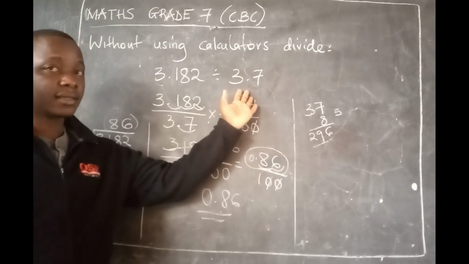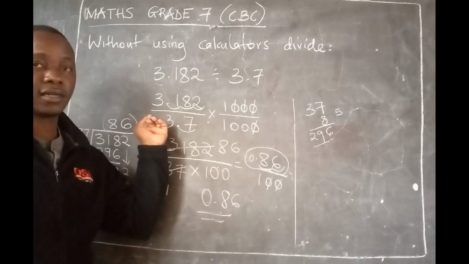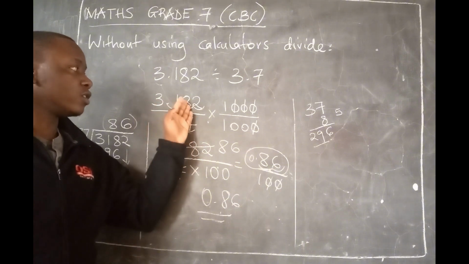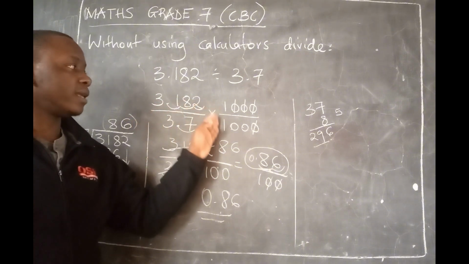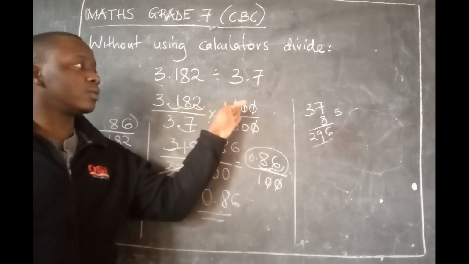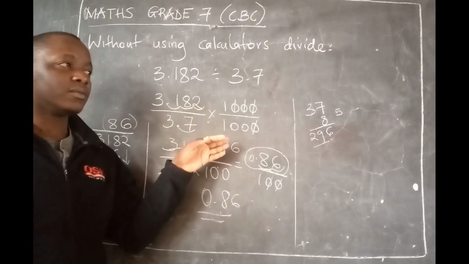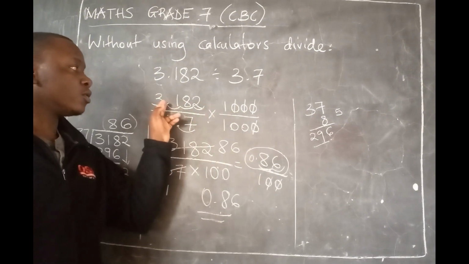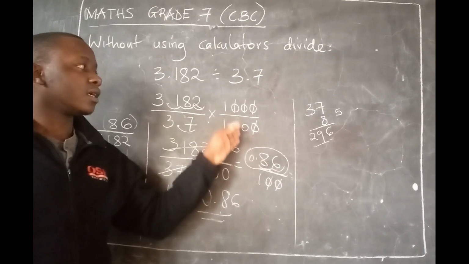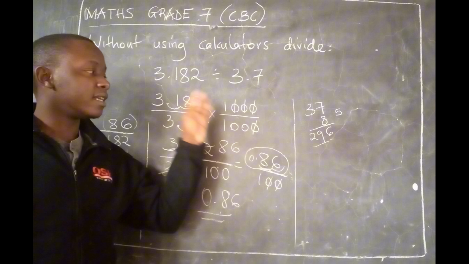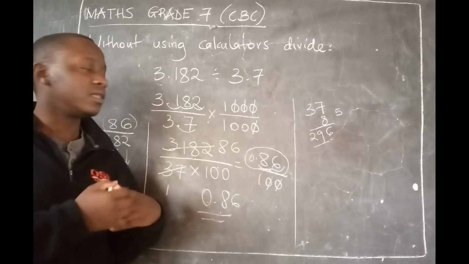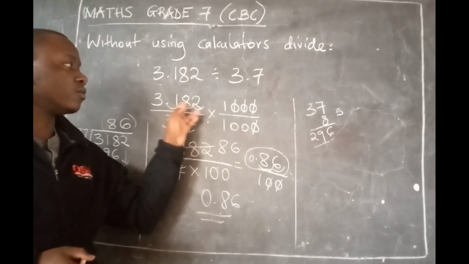You just take the numbers, you say division is the same as over. So it is 3.182 over 3.7. Now you want to remove the decimals fairly. So you use the number of decimal places to get the multiples of 10 to remove the decimal. Because this one has 1, 2, 3, and this one has 1, you multiply the numerator and the denominator with the multiple of the number of decimal places. Now this is 1, 2, 3. It removes those 3 decimals.